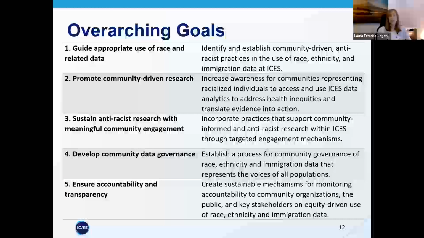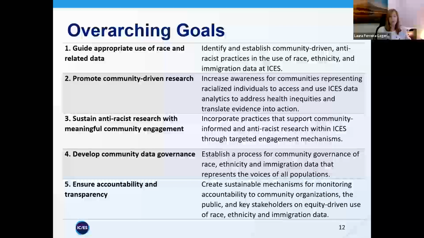Furthermore, in terms of the anti-racist research, we're thinking about incorporating practices and doing some internal capacity building to think about what community-informed and anti-racist research looks like and what that means. A lot of this work is already underway in terms of educational efforts, ensuring that we're providing adequate support for meaningful community engagement for any projects that may be using race and ethnicity data in their cohort studies. So that's something I'll also come back to.